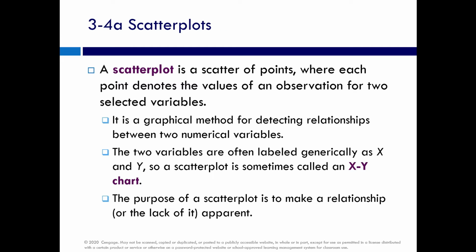Scatter plot. A scatter plot is a scatter of points where each point denotes the values of an observation for two selected variables. It is the graphical method of detecting relationships between two numeric variables. The two variables are often labeled generically as x and y, so the scatter plot is also called an XY chart. The purpose of the scatter plot is to make a relationship, or lack of it, apparent.